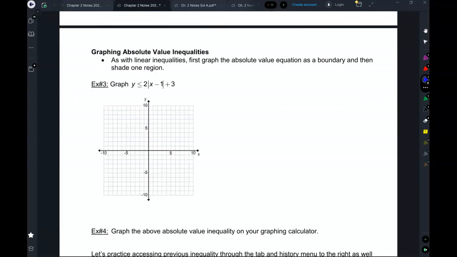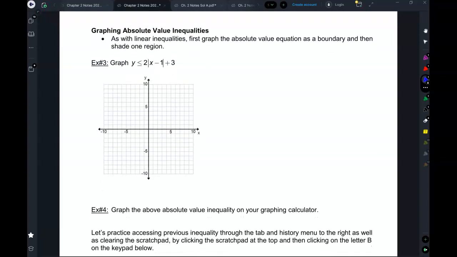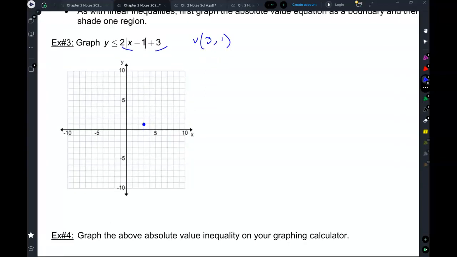Okay, so here we have a linear inequality. We have an absolute value inequality. So we're just going to graph this just like we did before. The vertex here is 3 and 1, right? So I go over to 3, up 1. Now, I go up 2 over 1. Hang on, please, let me finish the problem. And then up 2 over 1.